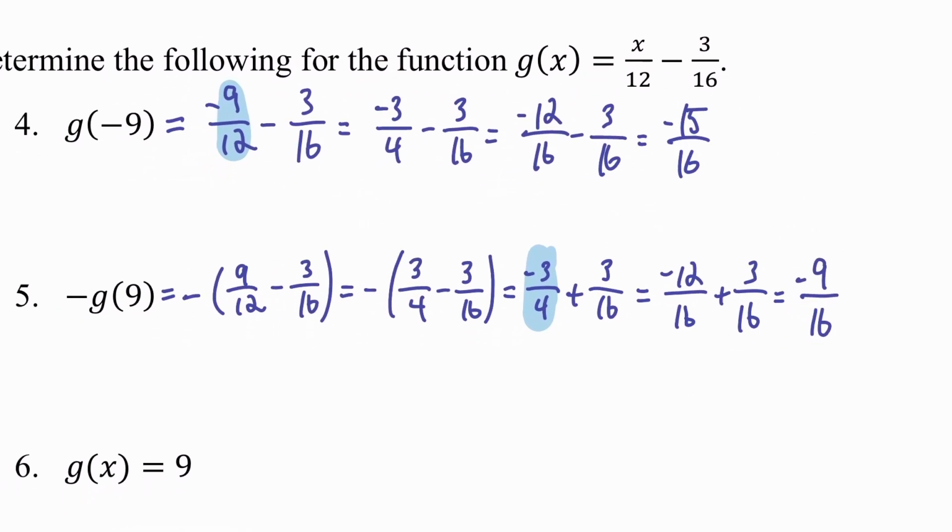So last one, this one wants us to solve the equation g of x equals 9, which might look a little bit weird. You might not be sure what that means. All that's saying is that we're going to take this g of x formula and plug it in down here and have that formula equals 9, and we're going to solve that equation.